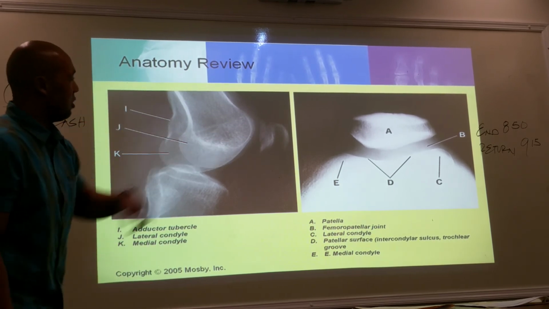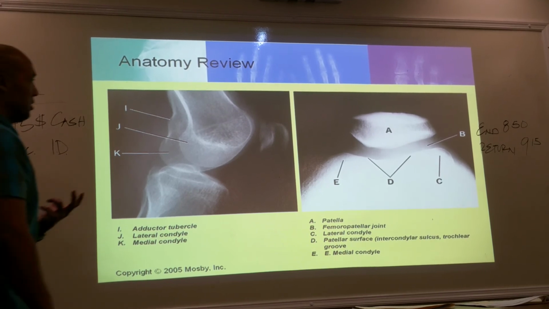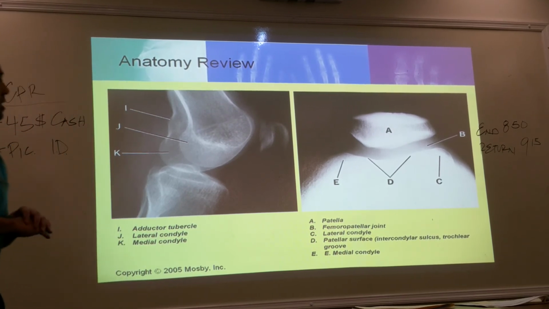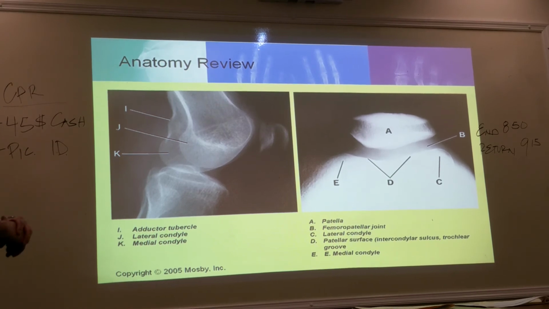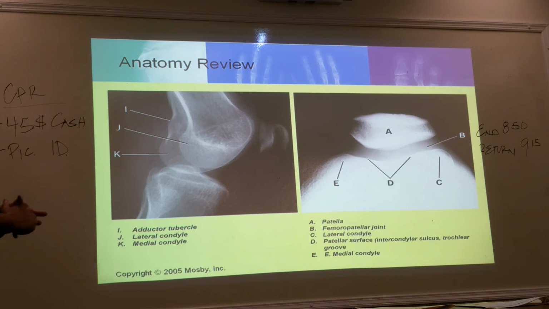This particular view on your left is a special projection that we use to isolate the patella. This is known as the sunrise view or the tangential projection. We will be practicing that in class.